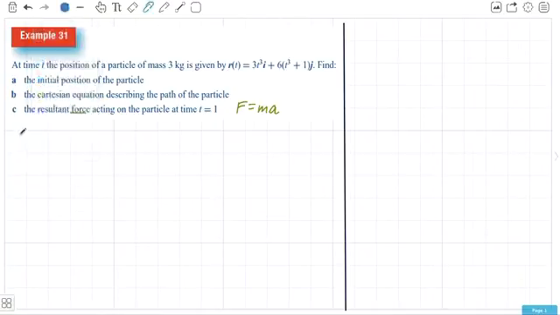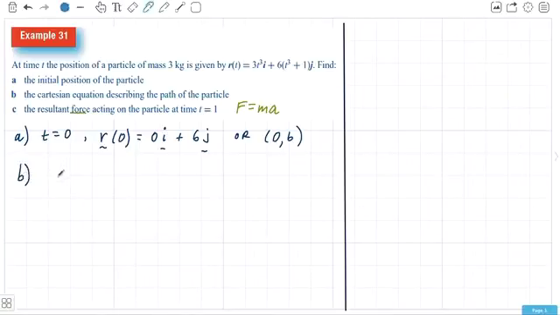But for the first one, for part A, we want the initial position of the particle. That's when t equals 0. So we simply want r when t is 0, and that's going to be 0i plus 6 times 1j. So if you wanted to give that in coordinates, it would be at (0, 6), or it would be 0i plus 6j.